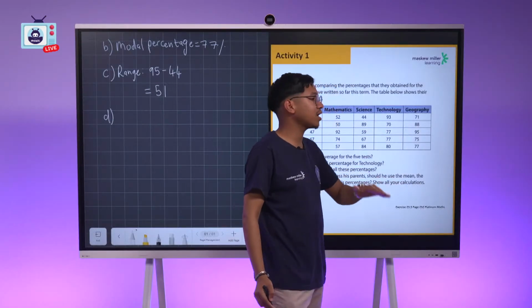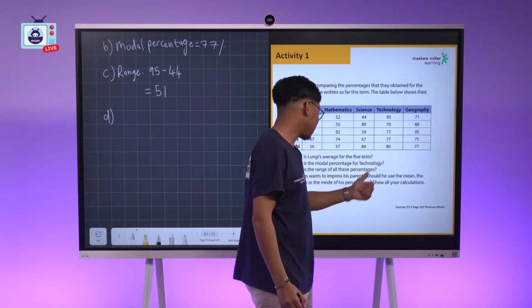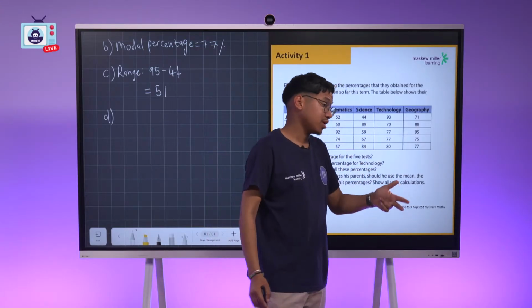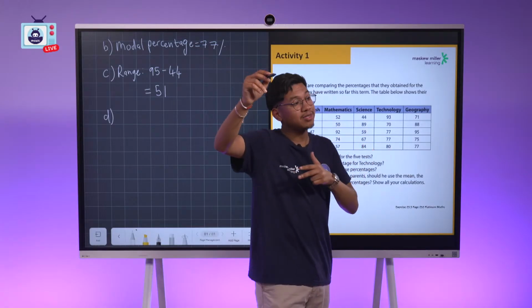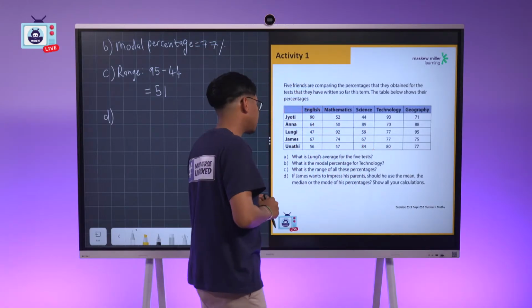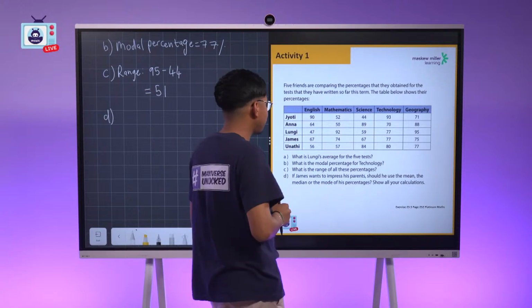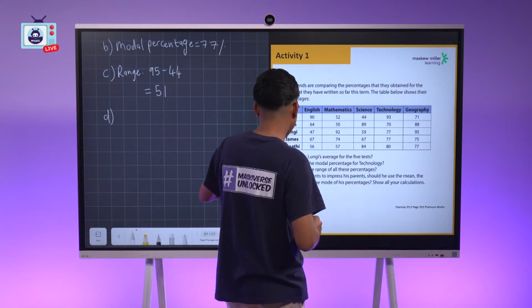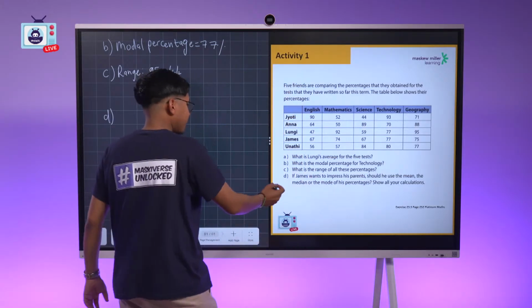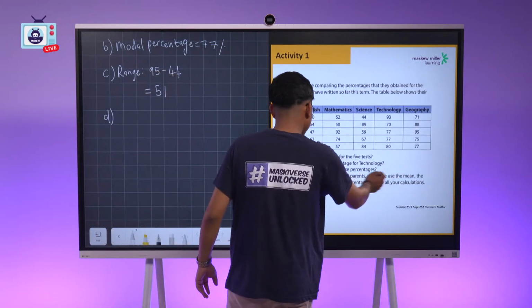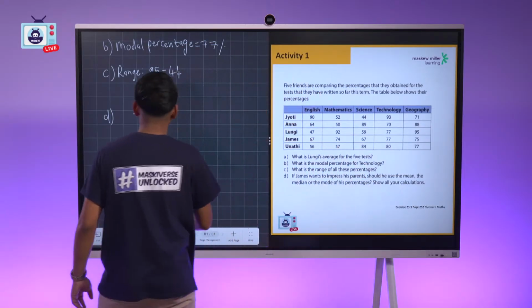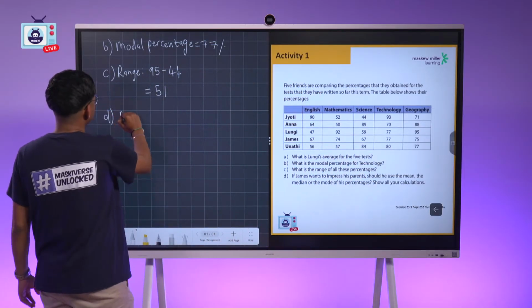So they're actually asking us to calculate the mean, to calculate the median, and to calculate the mode. And from there, we must see which one is the highest. And that will be the most suitable option for him to use if he wants to impress his parents. Okay? So, let's see. The first thing we need to do is to find the mean. So we need to find the mean for James's marks over here. Right? So, I'm going to start with the mean.